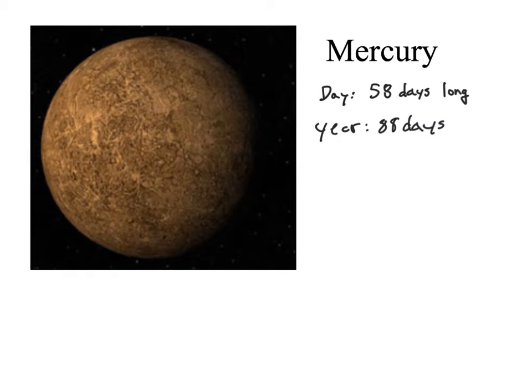As you can see, a day on Mercury is 58 Earth days long, and it takes 88 days for Mercury to travel around the sun, so it's moving a little bit faster. Speaking of the sun, if you looked at the sun from the surface of Mercury, it would appear about 3 times larger than it does here on Earth, and that's going to create a much greater variation in temperature on the surface.